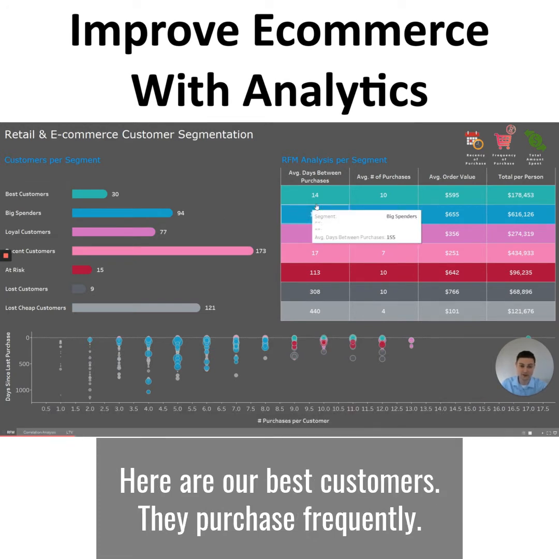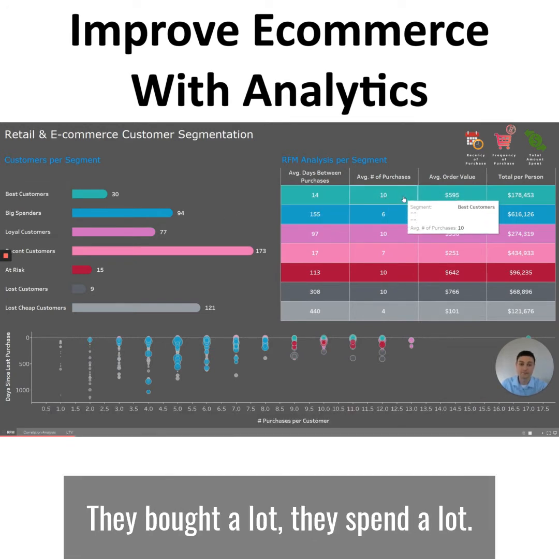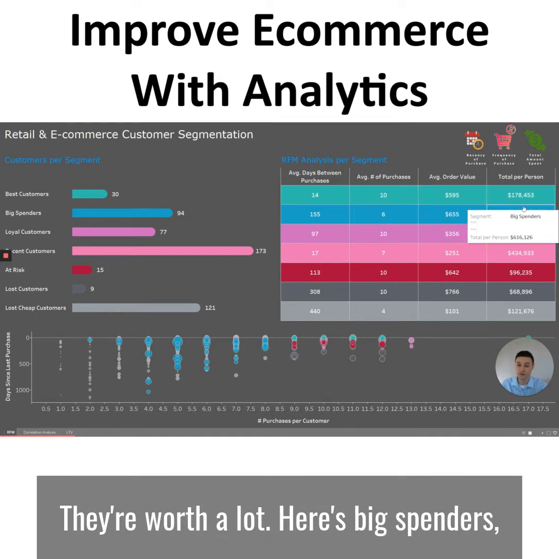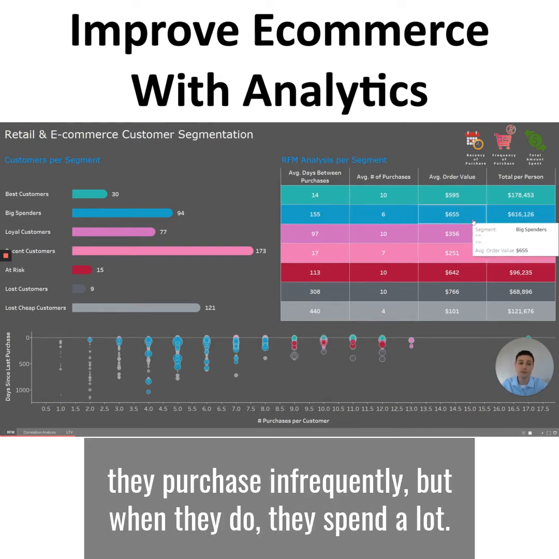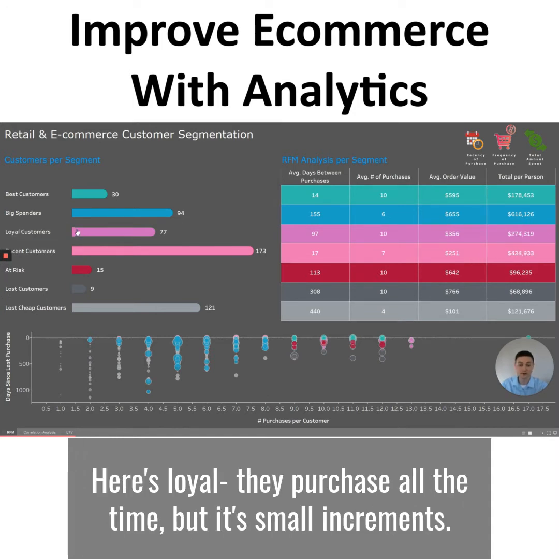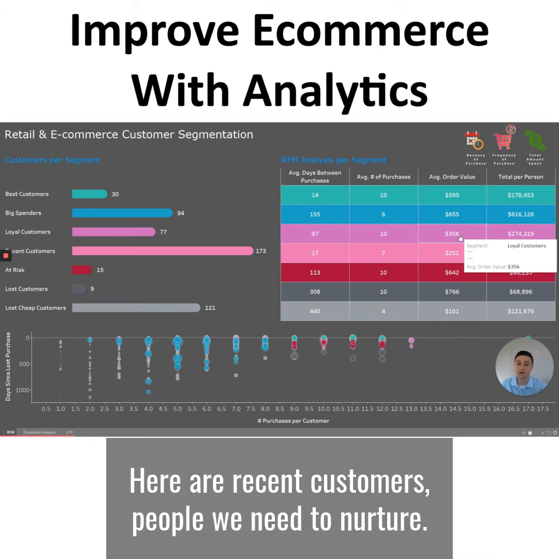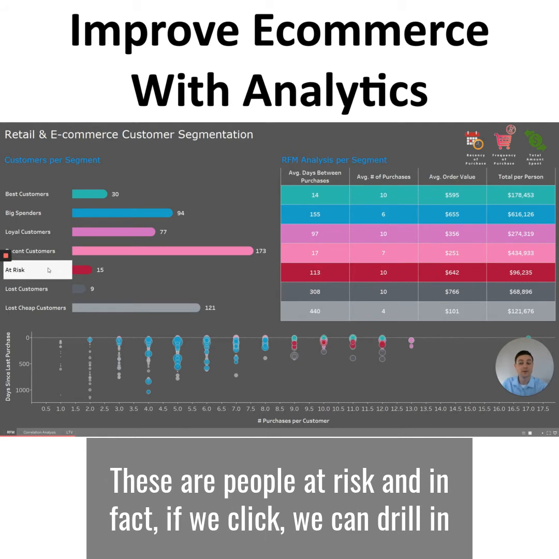Here's our best customers. They purchase frequently, they bought a lot, they spend a lot, they're worth a lot. Here's big spenders. They purchase infrequently, but when they do, they spend a lot. Here's loyal. They purchase all the time, but it's small increments. Okay, here's recent customers, people we need to nurture. These are people at risk.